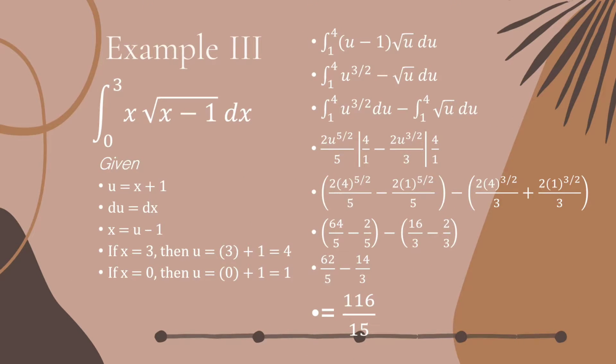So for the problem number 3, we have the problem of the integral of x times the square root of (x minus 1) dx as x goes from 0 to 3. First, we need to get the value of u, which is equal to x plus 1, du equals to dx, and x is equal to u minus 1. Then we need to adjust the integral boundaries and expand it. Now, we can apply the sum rule and solve for the problem, and we will get the answer of 116 over 15.